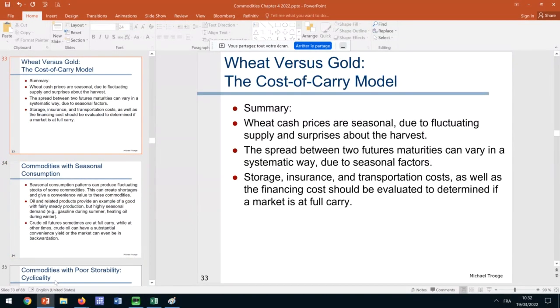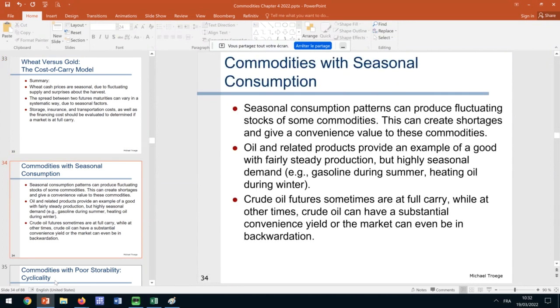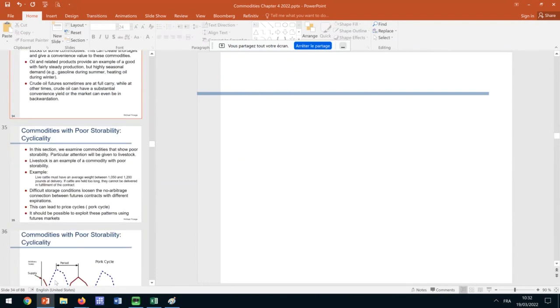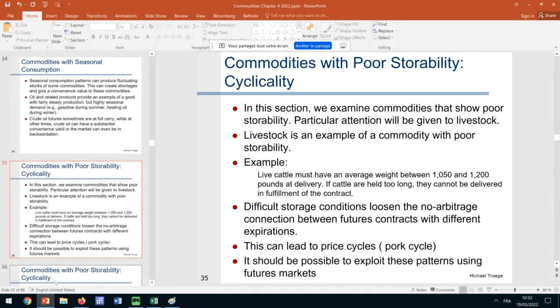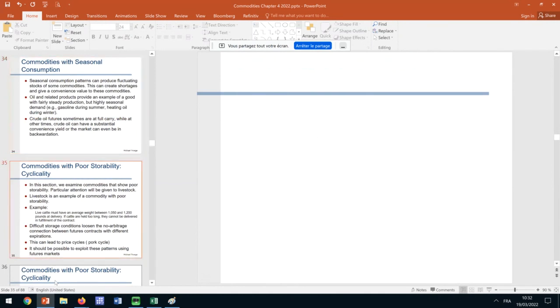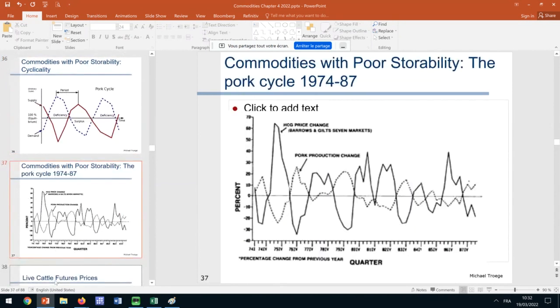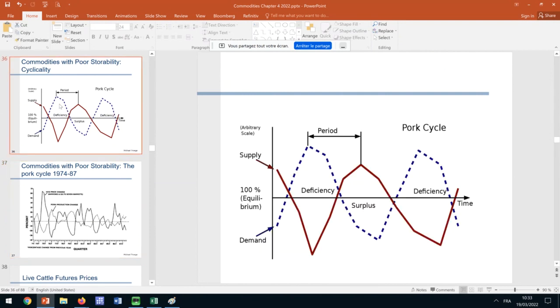Let's move on a little bit because we're out of time. So this is just the same story about storability. Commodities with poor storability and with a production cycle, with a harvesting cycle, can lead to cyclical price movements, and that's known as the so-called pork cycle. This is, for example, the pork production and the pork prices. You can see that there's a clear inverted pattern here.